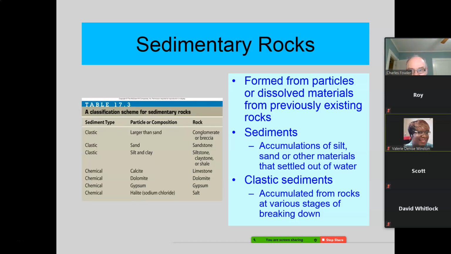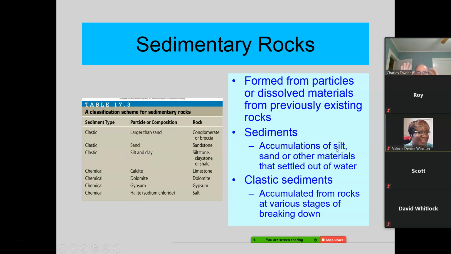Now, this table you're going to see over and over again. It seems like at least 3 times they show you this table. Right now, we're only talking of the top half of this table. Clastic sediment types. Now, if that clastic sediment was very small, silt.